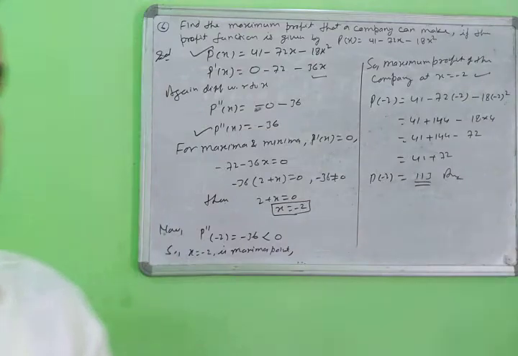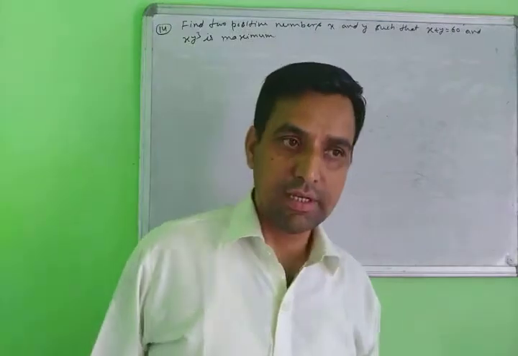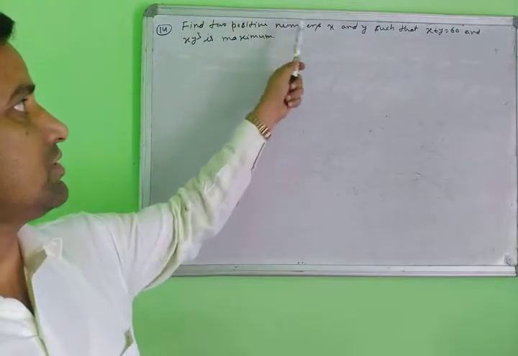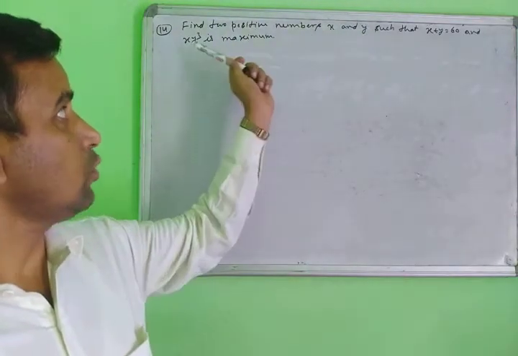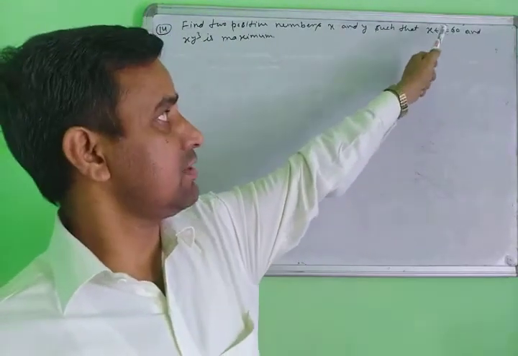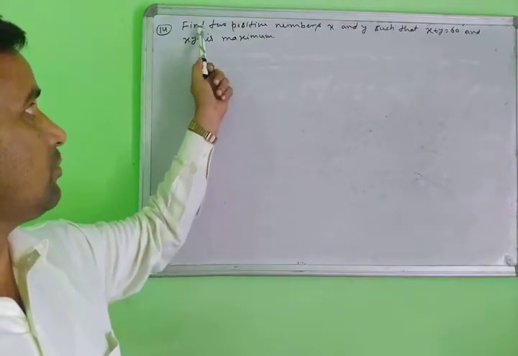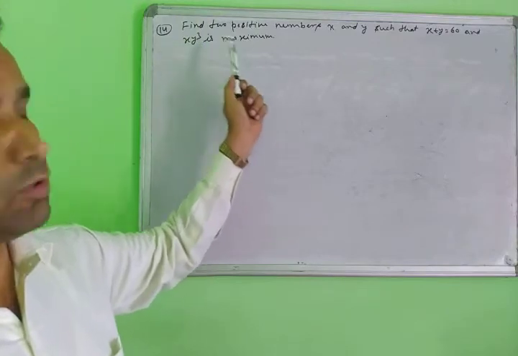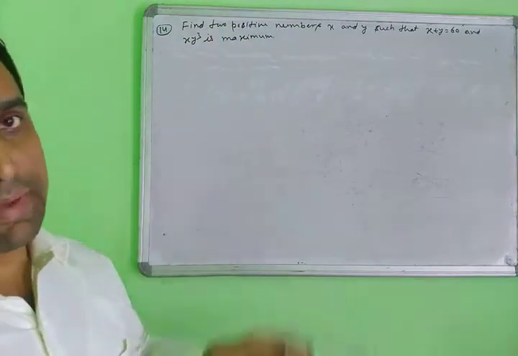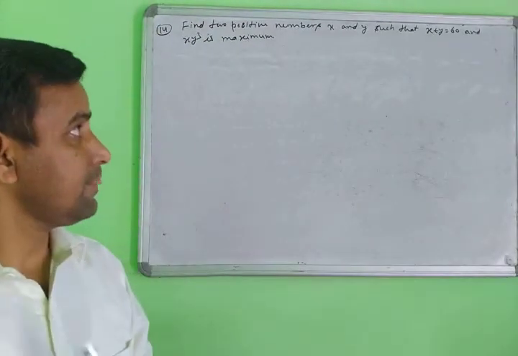Just note down the next question. Yes students, next question I am taking a different type of question. Question number 14: find the two positive numbers x and y such that x plus y equals 60. The sum of two positive numbers is 60, and if you multiply x by y cube, the product should have the maximum value. So this question is a different type. How to solve it in maxima and minima?